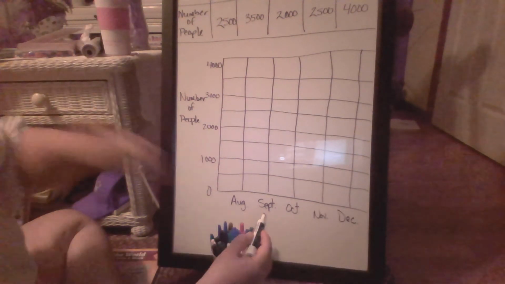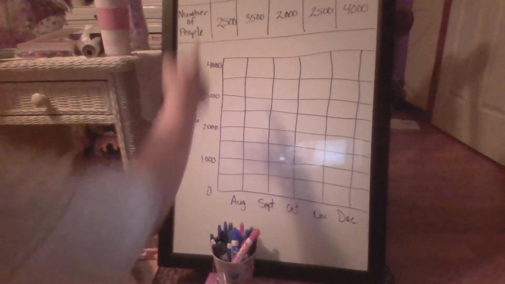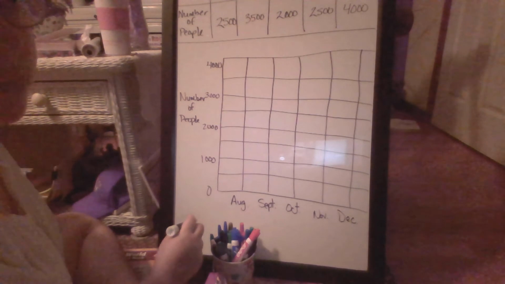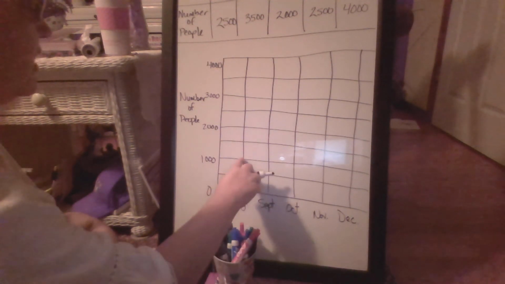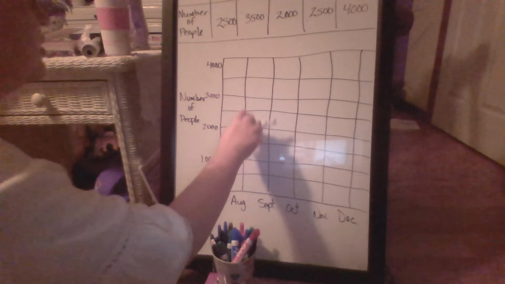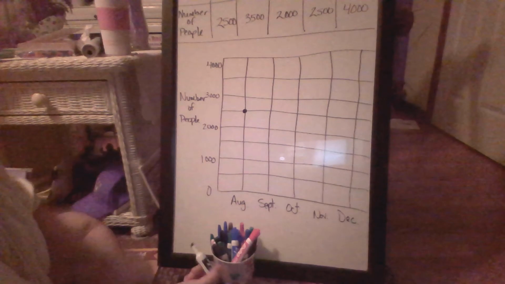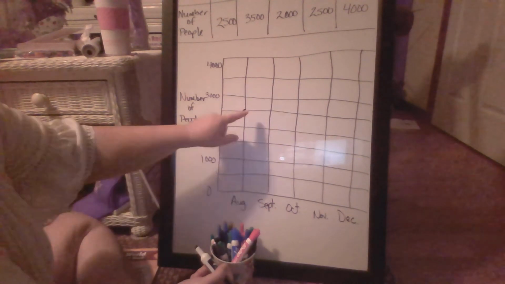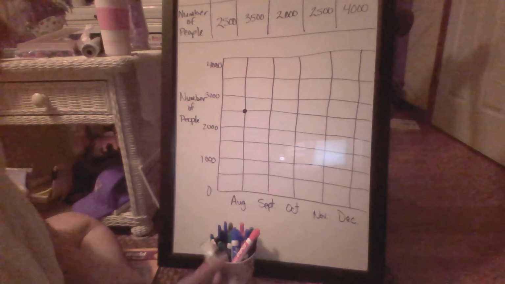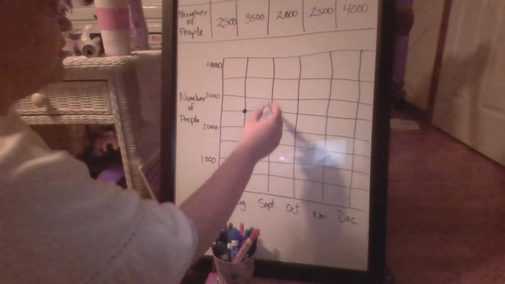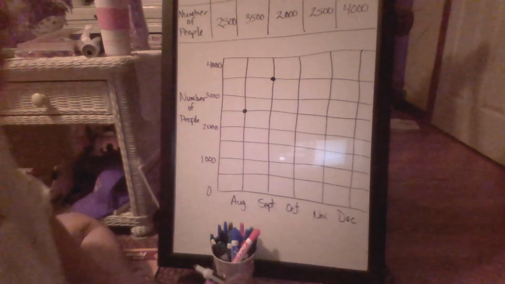So now in order to graph this information, we have to look up here. August had 2,500 people. So we take August and we go up 500, 1,000, 1,500, 2,000, 2,500, and we put a dot there. I can read that saying in August there were 2,500 people at the pool. In September there were 3,500. So I'm going to go up and find that. That should be 3,500.